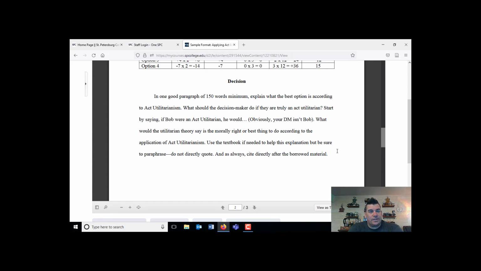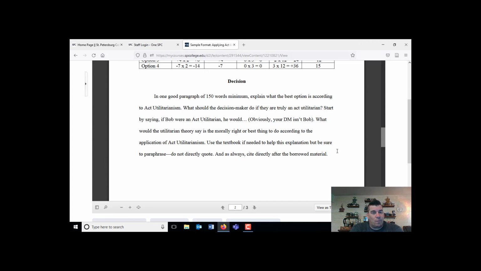Now, the last section is the decision, in 1 paragraph of 150 words minimum. You're going to explain the best option according to ACT utilitarianism. So what should the decision maker do if they were truly ACT utilitarian? Start by saying, if Bob were an ACT utilitarian, he would. Now, obviously, Bob isn't your decision maker, and some people went a little too literal with my example in the last video and literally put Bob in their assignments, and there's no Bob in our case. So make sure we're paying attention to that kind of stuff, okay?